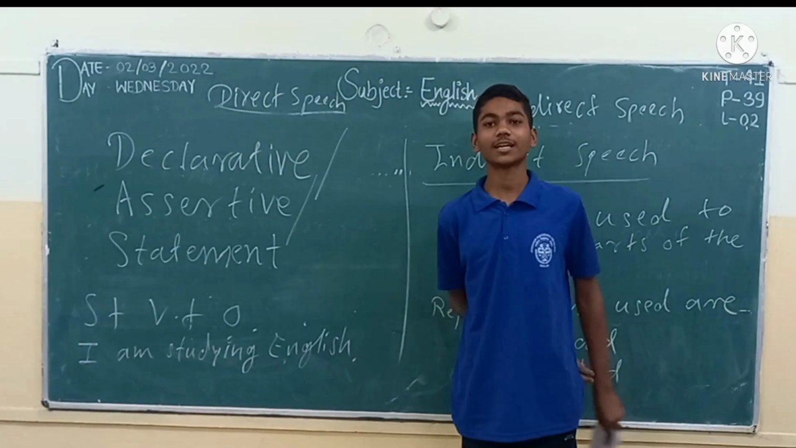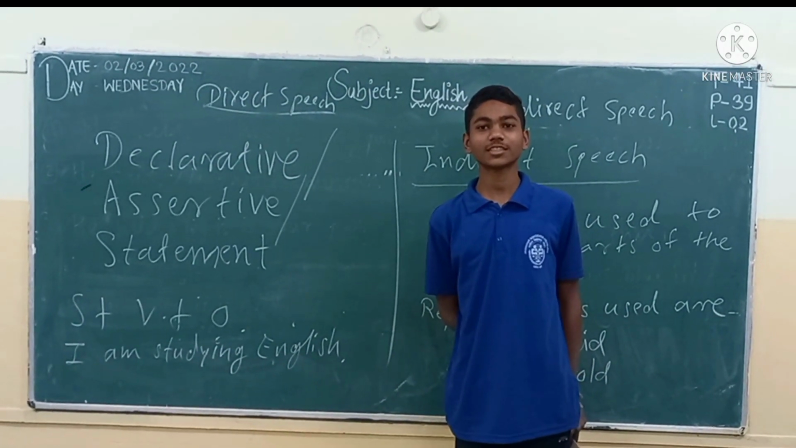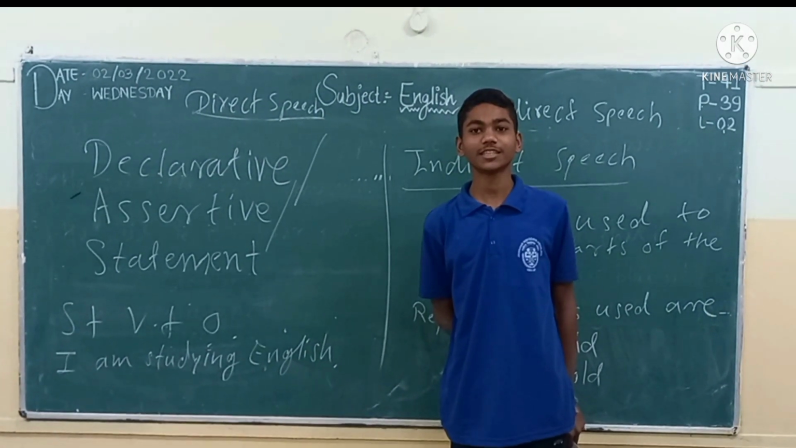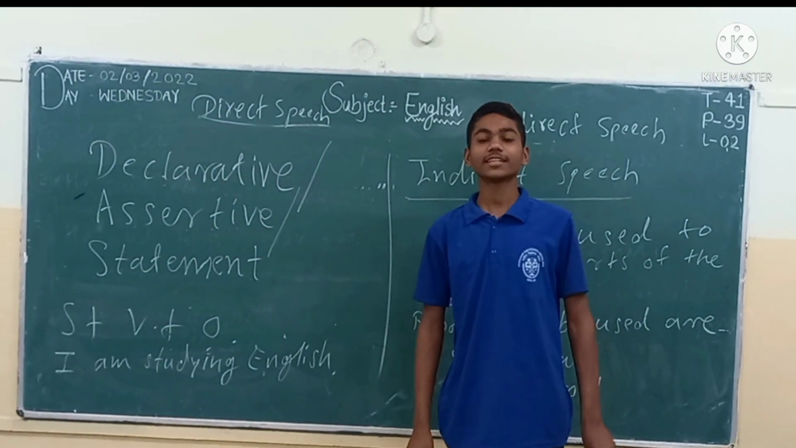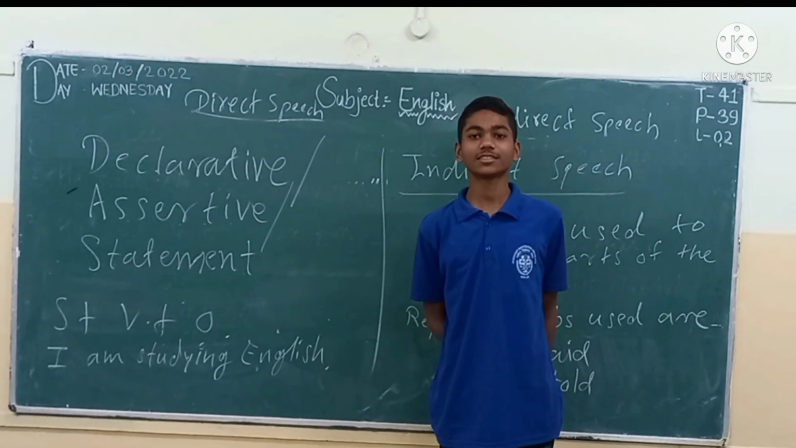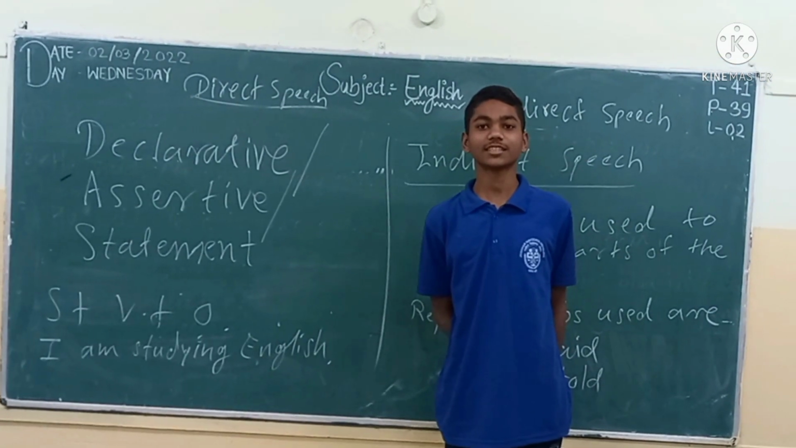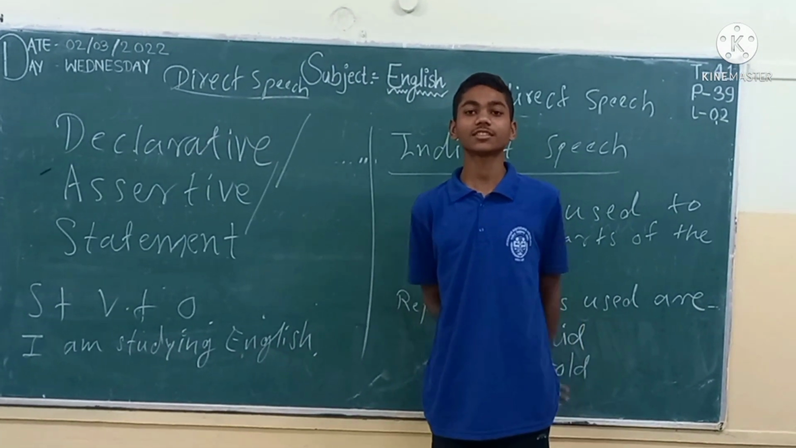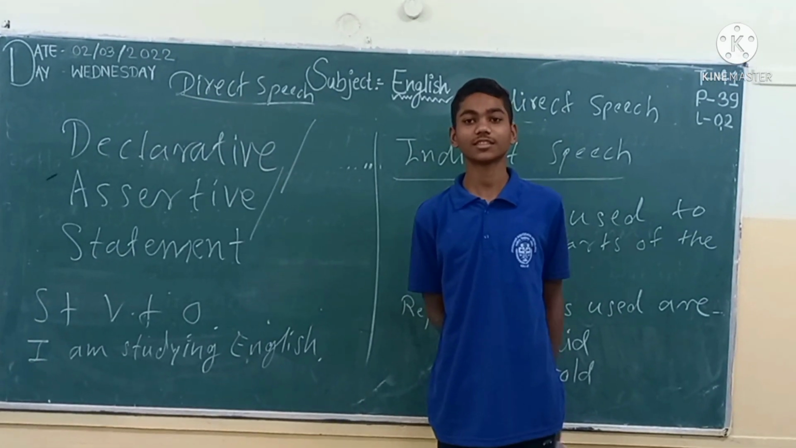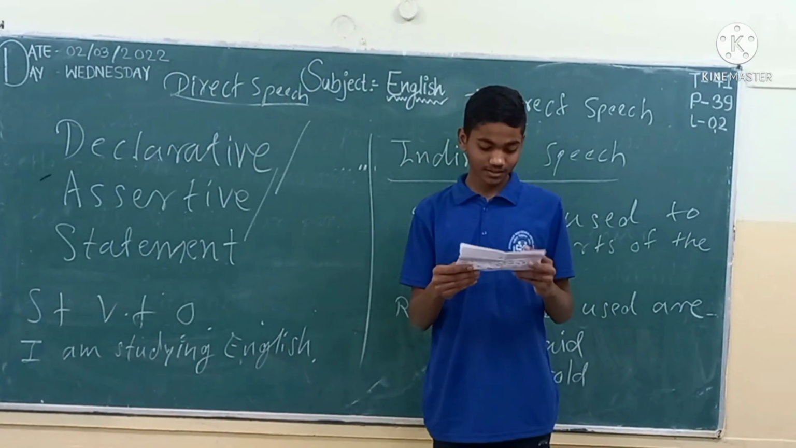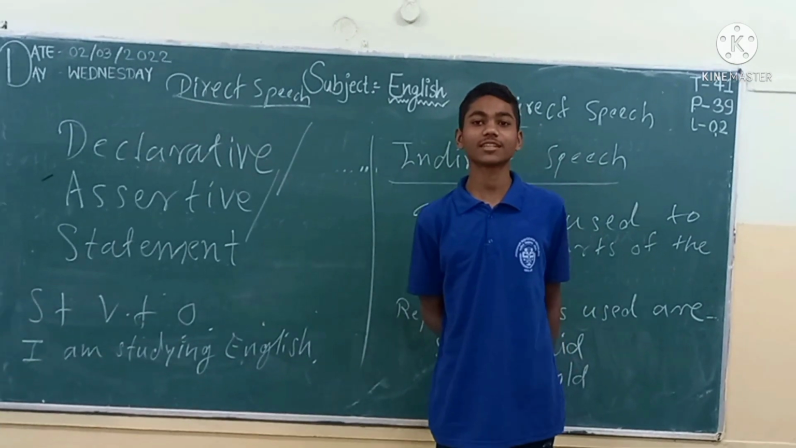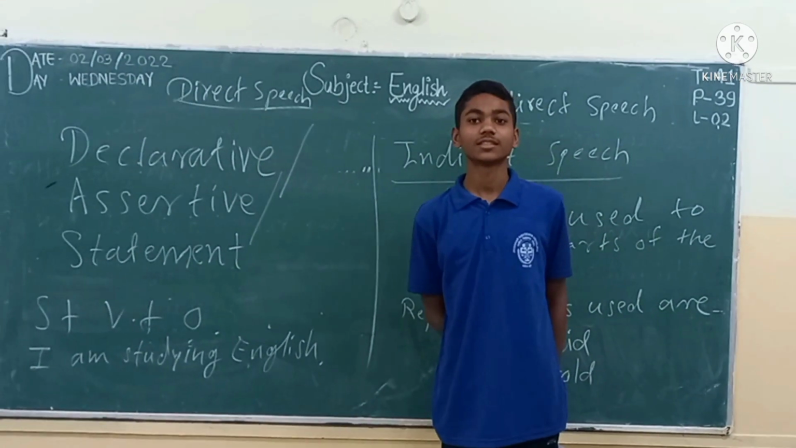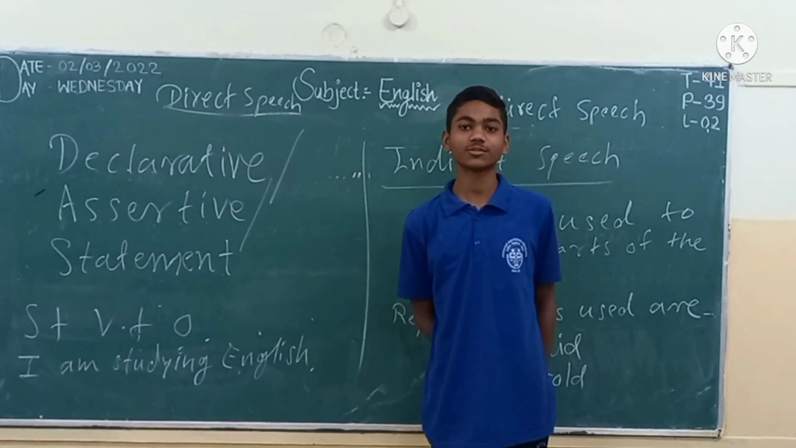Hey all of you, I am declarative sentence. You know my other names that are statement and assertive sentence. When I declare something, I call it as declarative sentence. When I state something, I call it as statement. When I assert something, I call it as assertive sentence. You know that I am declaring something. This is a type of declarative sentence.